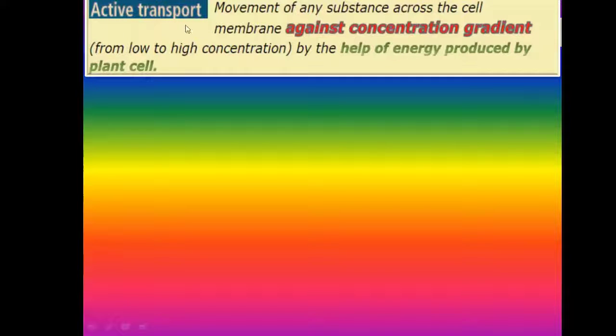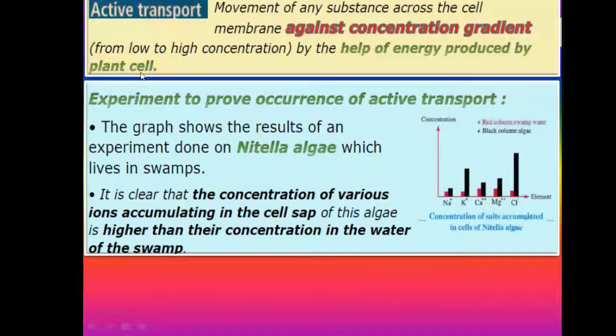So, what is the meaning of active transport? Active transport is the movement of any substance across the cell membrane against concentration gradient. It means from low to high concentration by the help of energy produced by a plant cell, meaning ATP. So, here is an experiment to prove the occurrence of active transport.